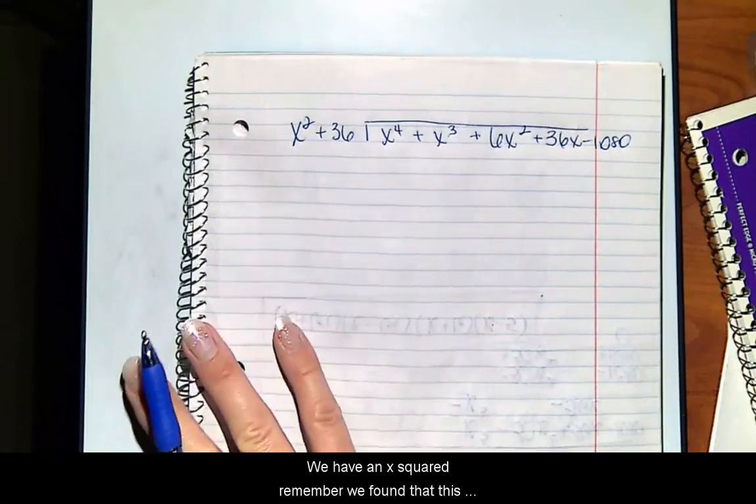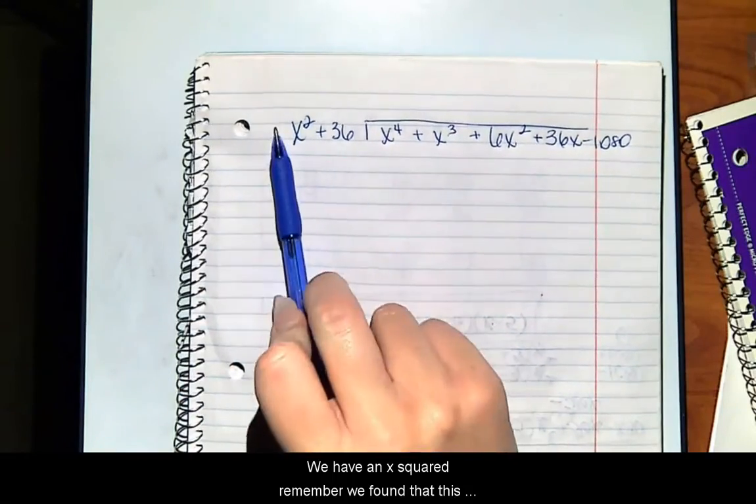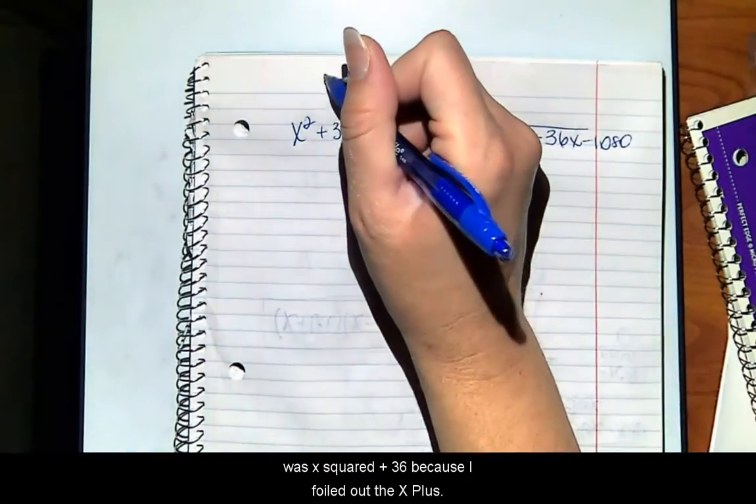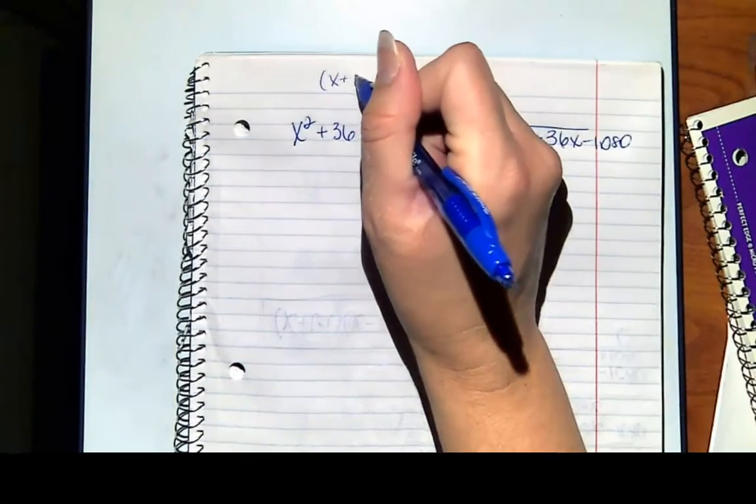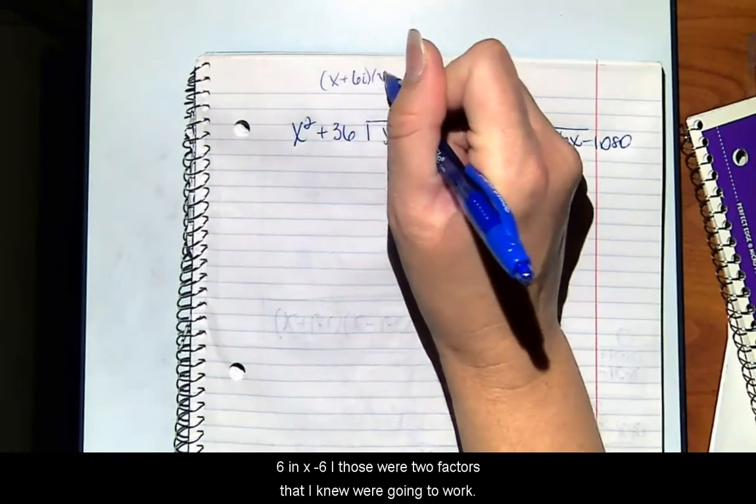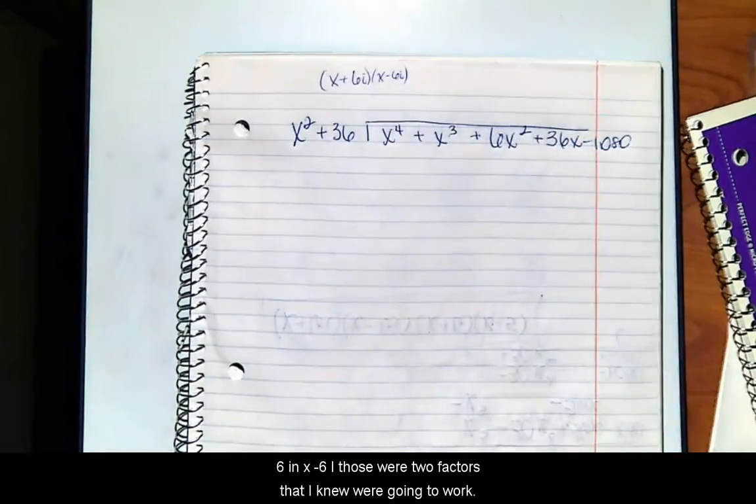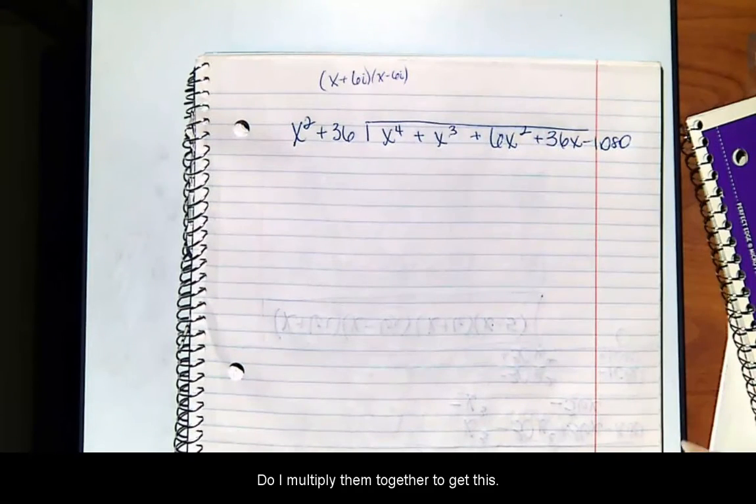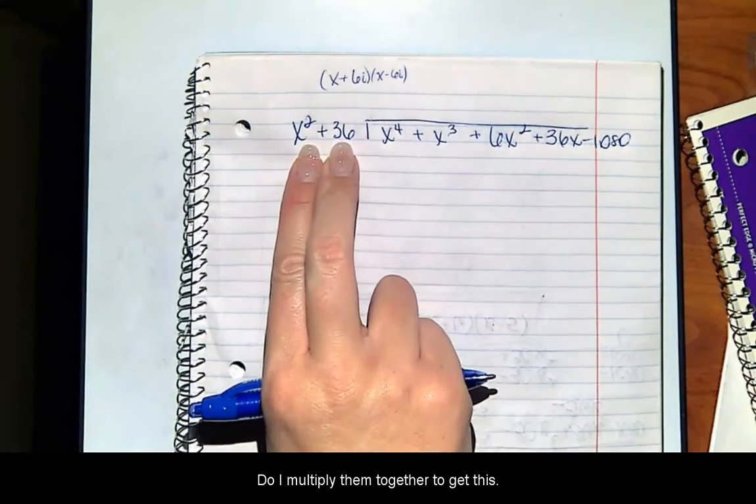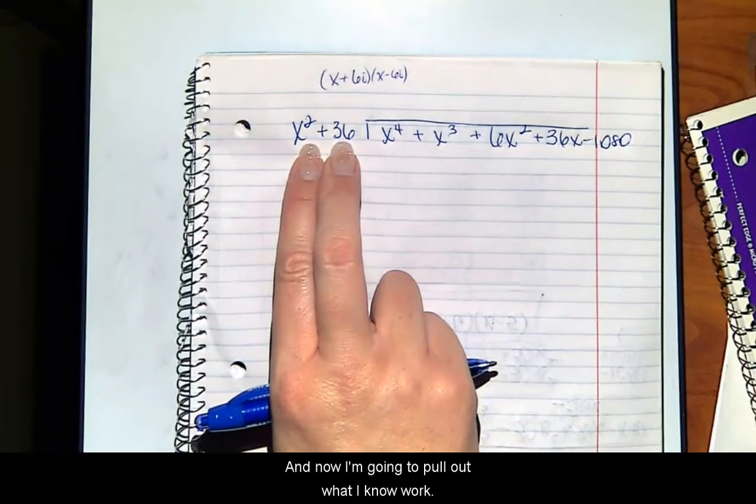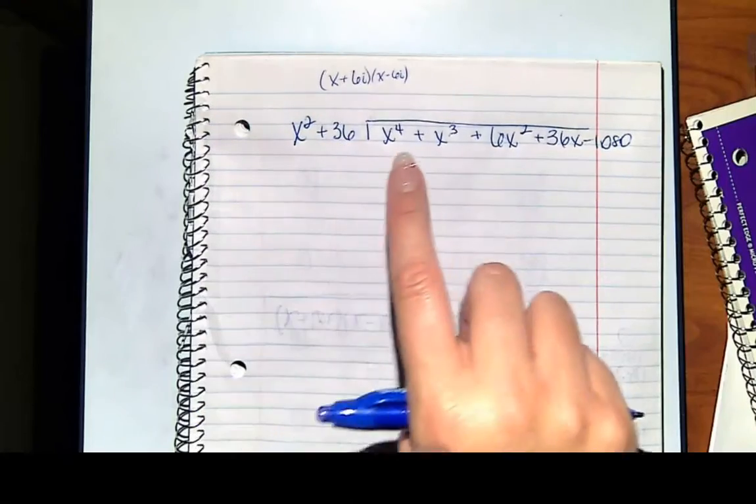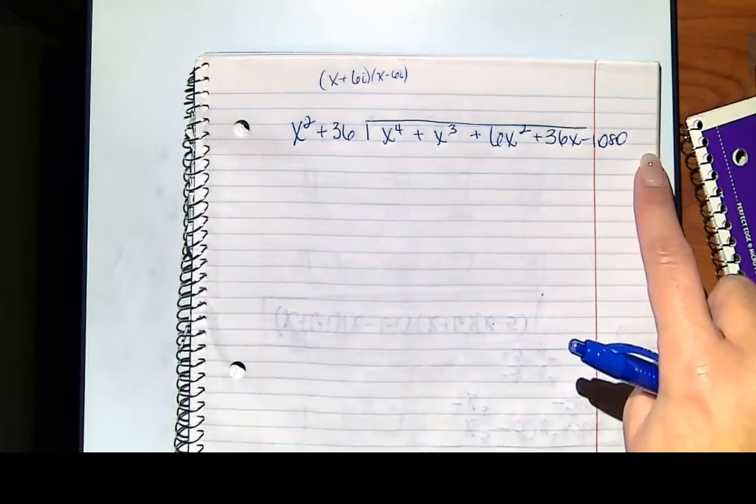We have an x squared. Remember, we found that this was x squared plus 36 because I FOILed out the x plus 6i and x minus 6i. Those were two factors that I knew were going to work. So I multiplied them together to get this. And now I'm going to pull out what I know works out from this big scary thing.